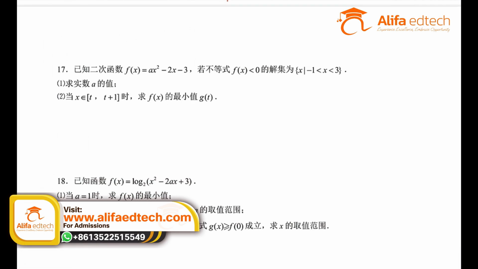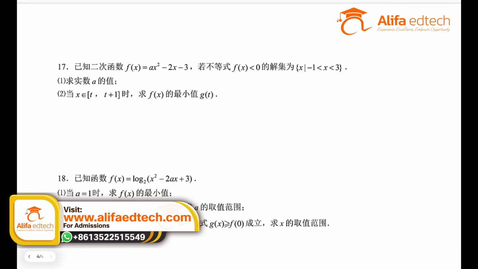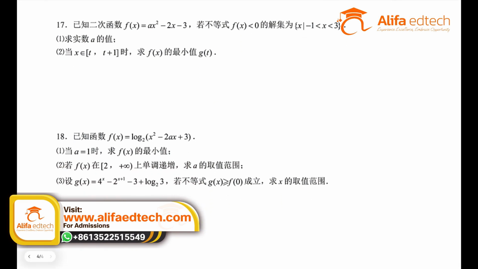Okay, next up is a mathematical problem, specifically about what we call a quadratic function with a moving axis and a fixed interval. Let's take a look. Given that this quadratic function is x squared minus 2x minus 3. Now, if the solution set of this inequality is from -1 to 3, we are asked to find the value of the real number a. According to the problem statement, the endpoints of the solution set are exactly the roots of the corresponding equation.